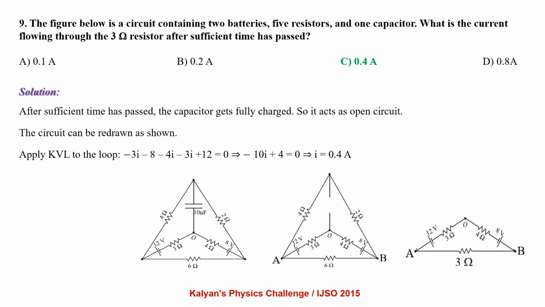Applying KVL to the loop, -3i - 8 - 4i - 3i + 12 = 0. That is -10i + 4 = 0, which gives us I = 0.4 ampere.